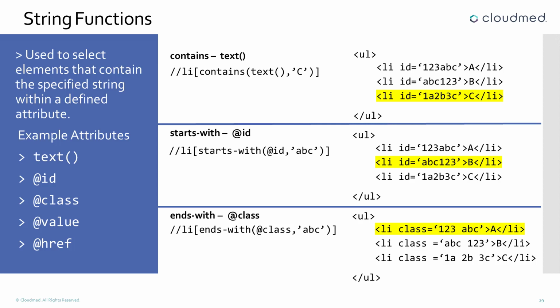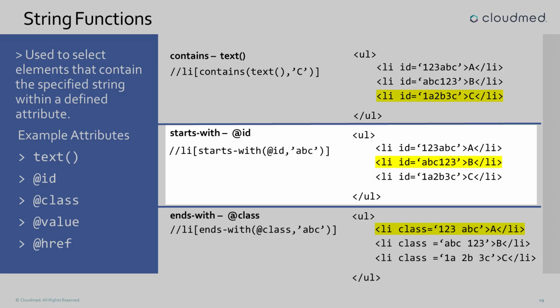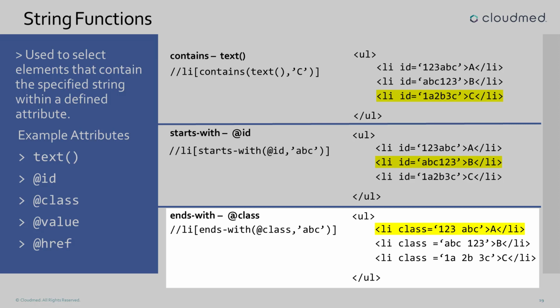Just to go over some of the string functions that exist, we can use contains with any of the attributes that exist for an element. So in this case, we're looking at text and we want to find the list item that contains the text C. So we're selecting this third one here. In this case, we'd be looking for a list item with an ID that starts with ABC. So we're just finding this one where the element starts with ABC, even though this one also contains it. This one starts with it, so we're getting that one. Same thing with ends-with. We can check the other side. In this case, we're looking at a class with ABC. So this one ends with ABC, so we're grabbing that element.